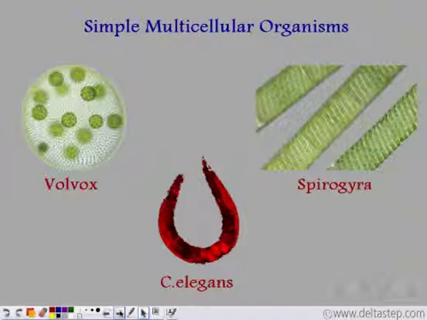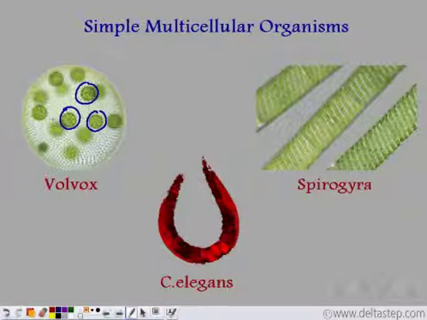Now, multicellular, from the word, now you know that it means that the organism has cells more than one. Hence, these are all multicellular organisms. Now, why simple? Because all these cells that make up the body have similar functions, unlike the cells of complex multicellular organisms, which have different specific functions to perform in the body.